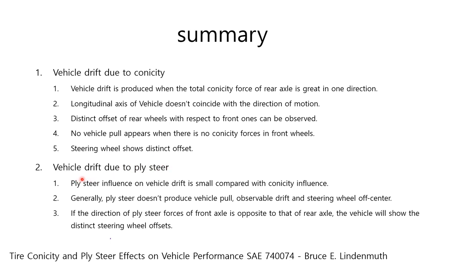A vehicle drift due to ply steer. Ply steer influence on the vehicle drift is small compared with conicity influence. Generally, ply steer doesn't produce vehicle pull, observable drift, and the steering wheel off-center. If the direction of ply steer forces of the front axle is opposite to that of the rear axle, the vehicle will show the distinct steering wheel offset.